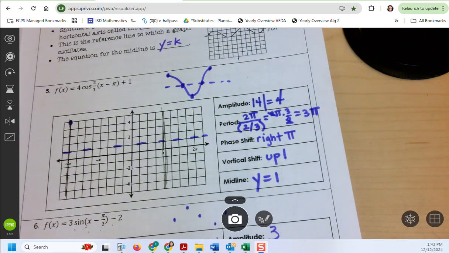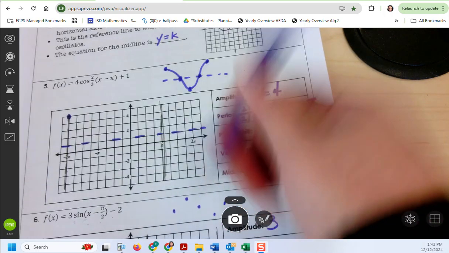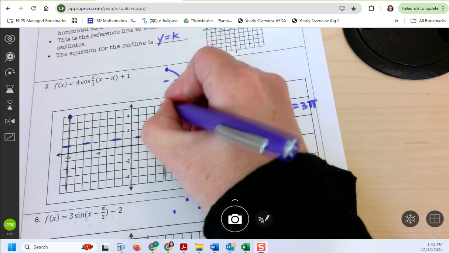Now I don't graph the points in order because I don't always know how far to go for the next one. So what I graph next is I graph the last point. I know the first point and the last point are both up, so my last point is going to be over here and it's going to be up.